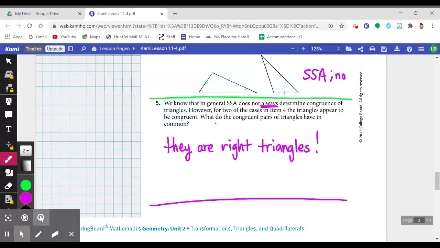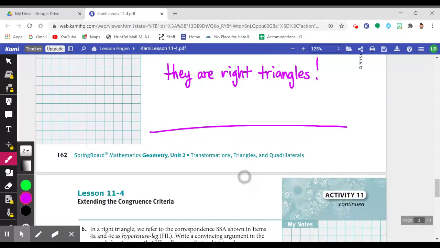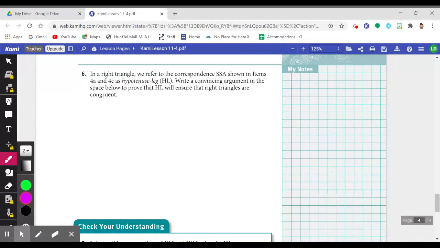So hopefully you figured it out. The reason 2 of the cases appear to be congruent is because they're right triangles. And because mathematicians didn't want to confuse students by saying side-side angle works only for right triangles and not for others, we actually refer to it as something else, which leads into question 6.